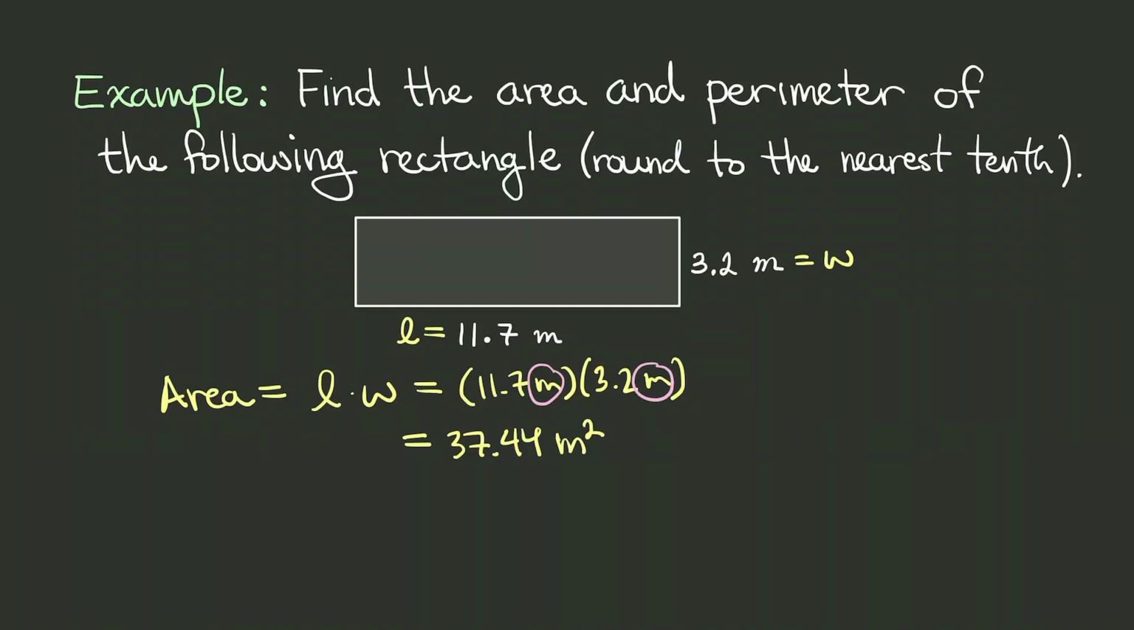Now we're supposed to round this to the nearest tenth. So I'll look at the tenths place, scoot over to the next one, and check to see if that's greater than or equal to 5. It's not, and so I'll just cut it off at 37.4 meters squared.